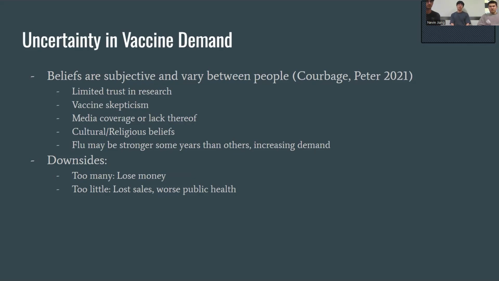And the downsides: if you buy too many vaccines, you'll lose money. And if you buy too little, you'll also lose sales, but also worsen public health, which will cause other economic issues in the long run.